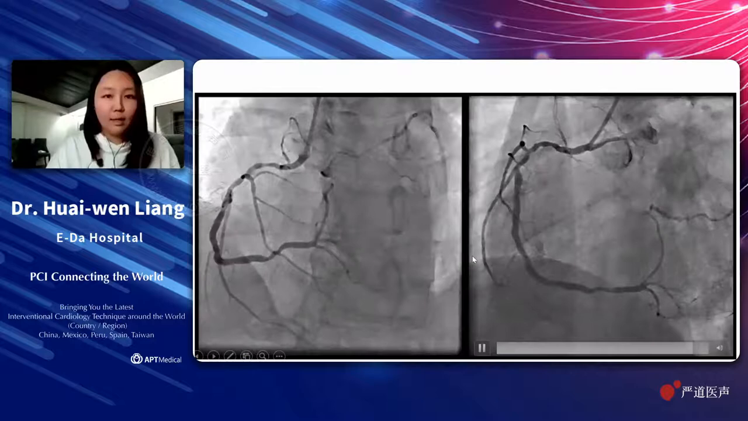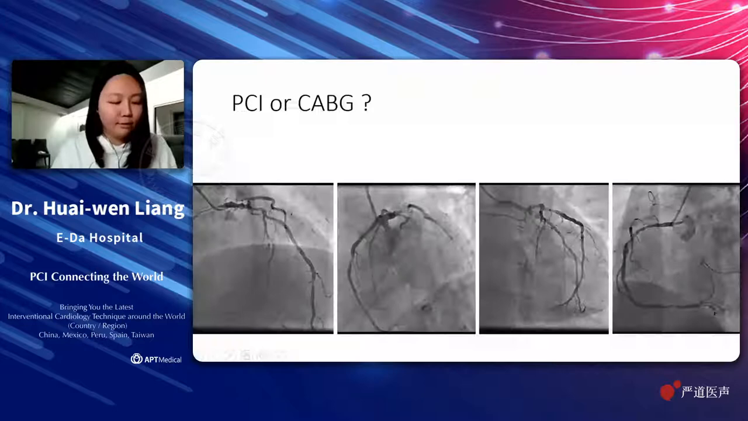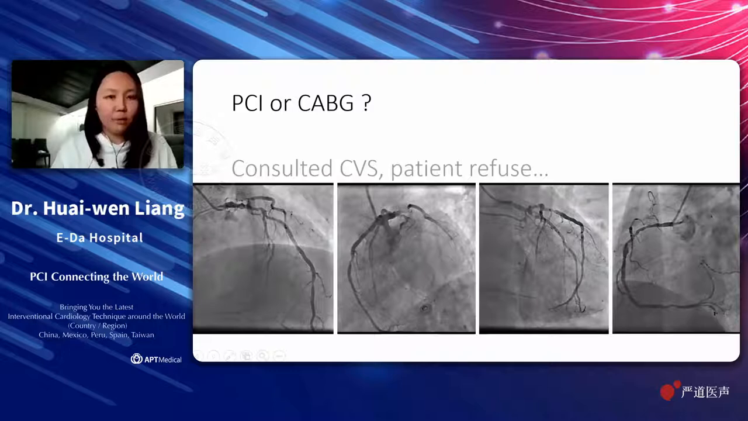Also, today is a PCI conference, but when we encounter this kind of non-STEMI case, with left main, three-vessel disease, ostial circumflex lesion, and proximal total occlusion, I think the first question is, how about CABG? But in this case, we consulted a cardiovascular surgeon, and due to the high procedural risk, the patient refused.